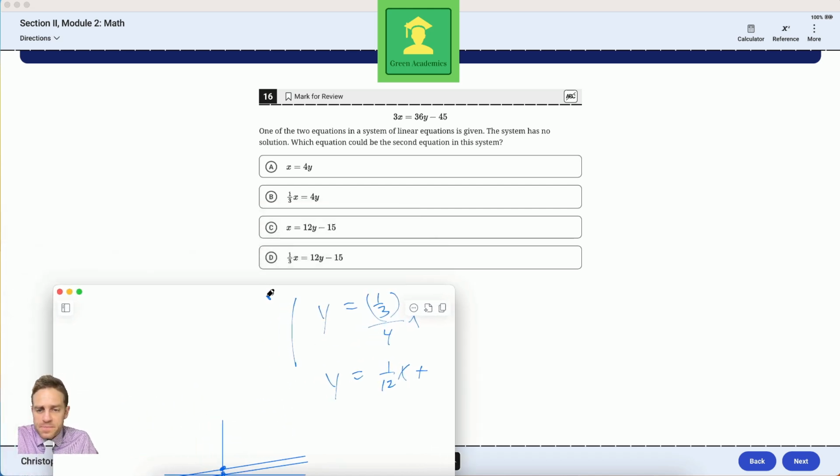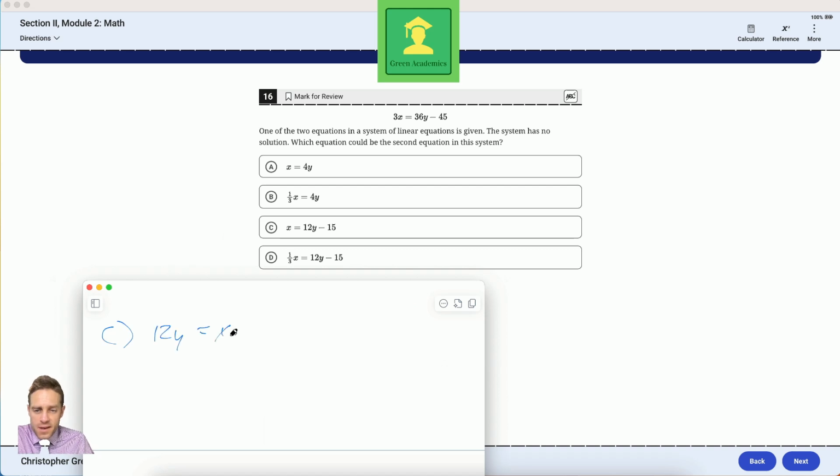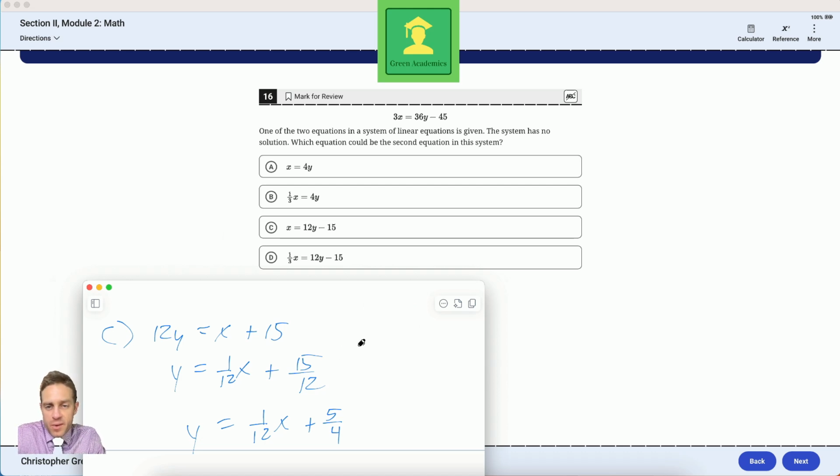Let's look at the others. See, these are designed to trick you. So for example, C as in cat, 12y is x plus 15, gives you that y is 1/12 x, which is the right slope, but then this gives you right back where we were. This gives you the original line up top itself. So if you have the exact same line, technically the system would have an infinite number of solutions because the lines would be on top of each other. So it's B as in boy.